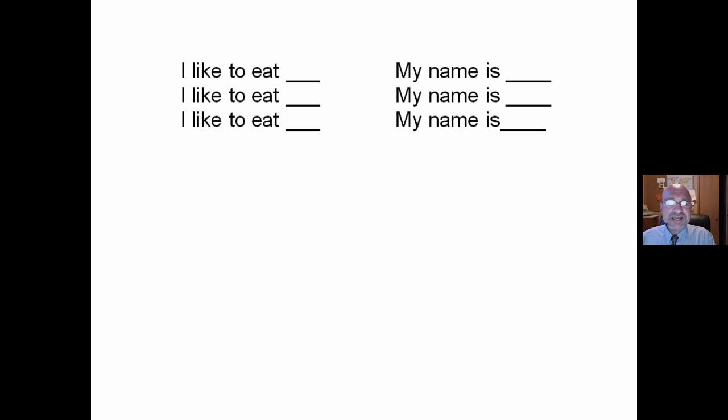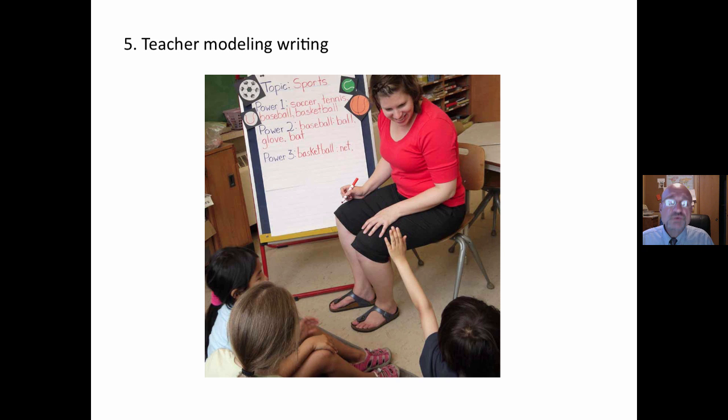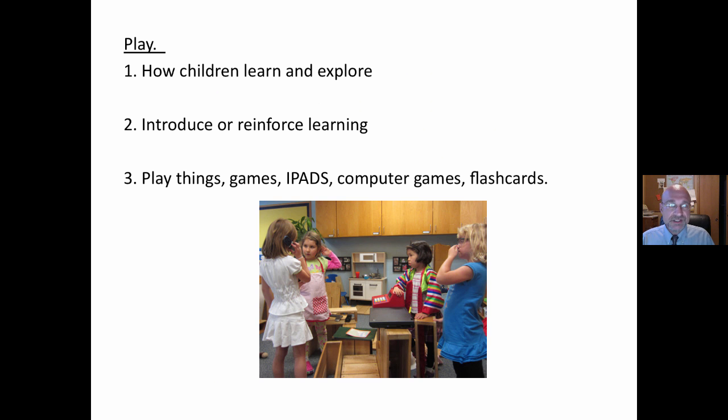Here's more predictable writing. I like to eat. My name is. Each child can do that, or you can do this with one student. The teacher would be modeling writing in front of the children. Let's see, what do I need to remember today? What are we going to do? What should we write on our list?